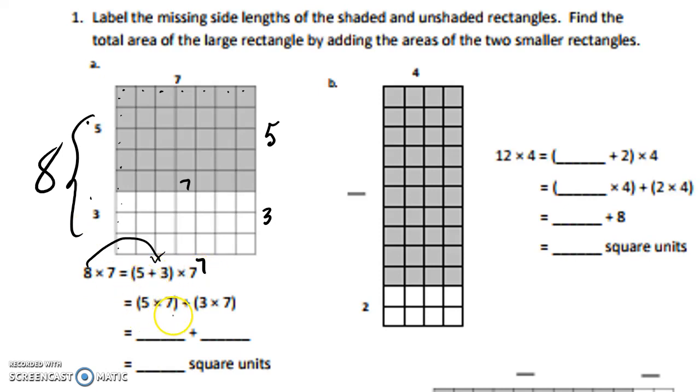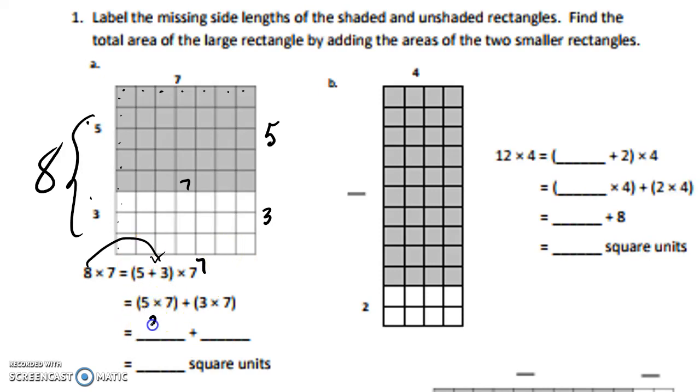What they're doing in the next line is they're showing the shaded rectangle, which is 5 times 7, plus the unshaded part of the rectangle, which is 3 times 7. If we add those two together, we get the whole rectangle. This is the distributive property in action. So now let's solve each of those multiplication problems.